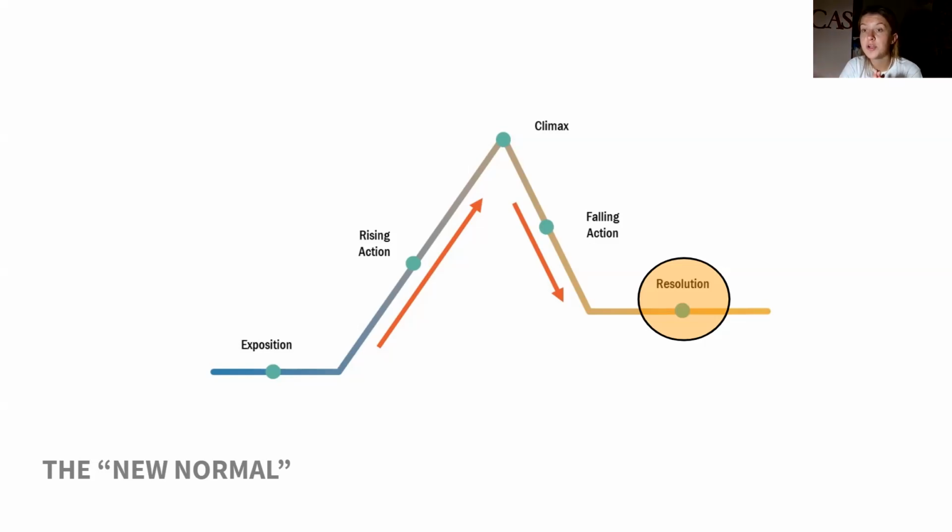The lines here are a little blurred, but the resolution is the new normal. I don't know if you can tell, but look, the exposition and the resolution are at different levels, right? They're not exactly the same place because the character has grown. So he, or she or they, can't end up at the same place if they've changed along the way. And because they've changed throughout the story, they're no longer at the same place that they started with.